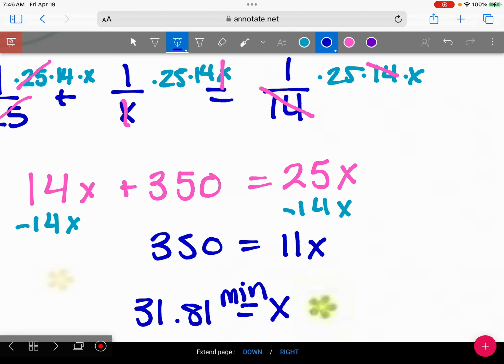Okay, so the story problem, math is not harder. We just have to wrap our brains around the fact that we're writing ratios instead of like equations. Okay?